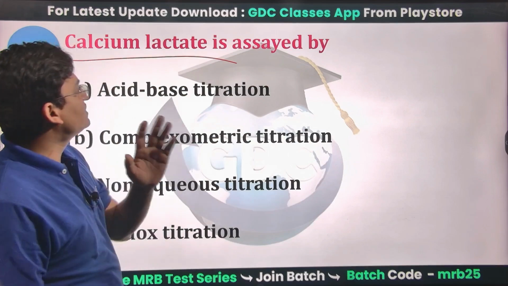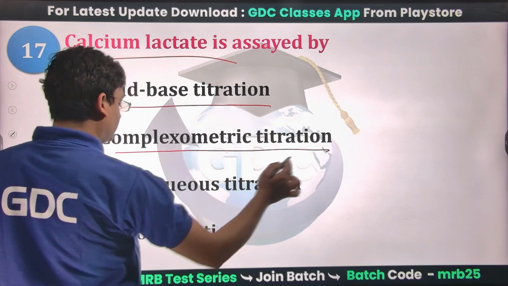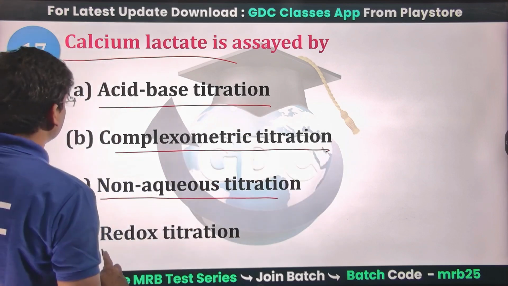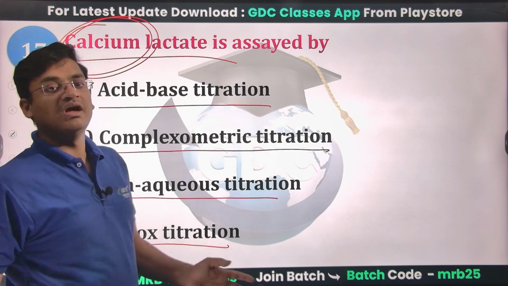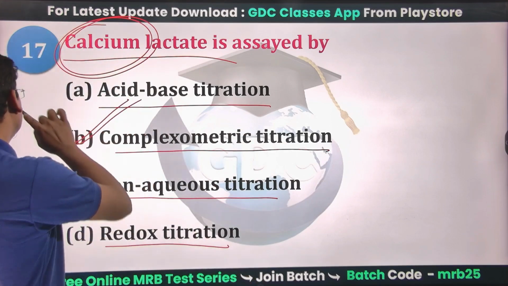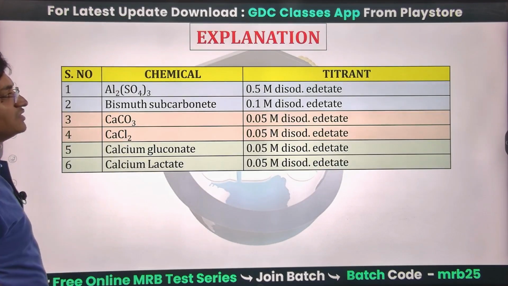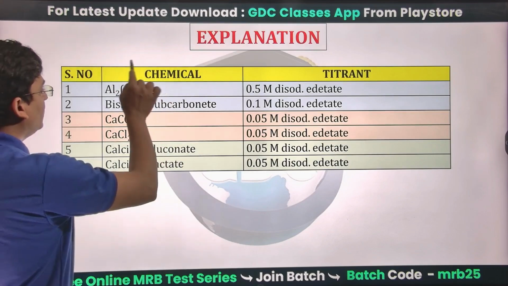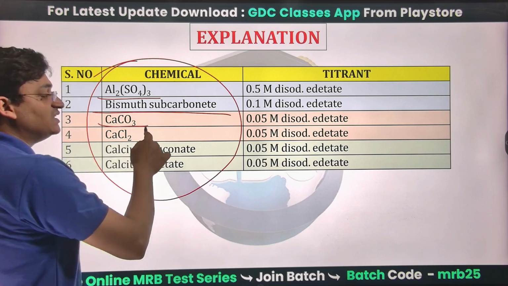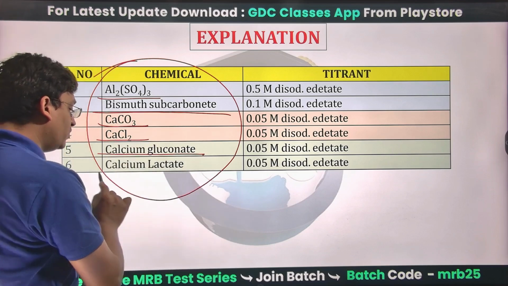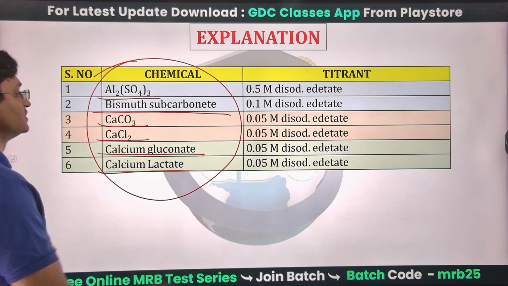Next question, calcium lactate is assayed by acid-base titrations, complexometric titrations, non-aqueous titrations, or redox titrations. So we have calcium, it's a metal. So calcium will have complex formation, so this will use complexometric titrations. So yes, complexometric titrations will be the right answer for these kinds of questions. Here we have compounds like Al2(SO4)3, bismuth subcarbonate, calcium carbonate, calcium chloride, calcium gluconate, calcium lactate. These all are complexometric titration cases.